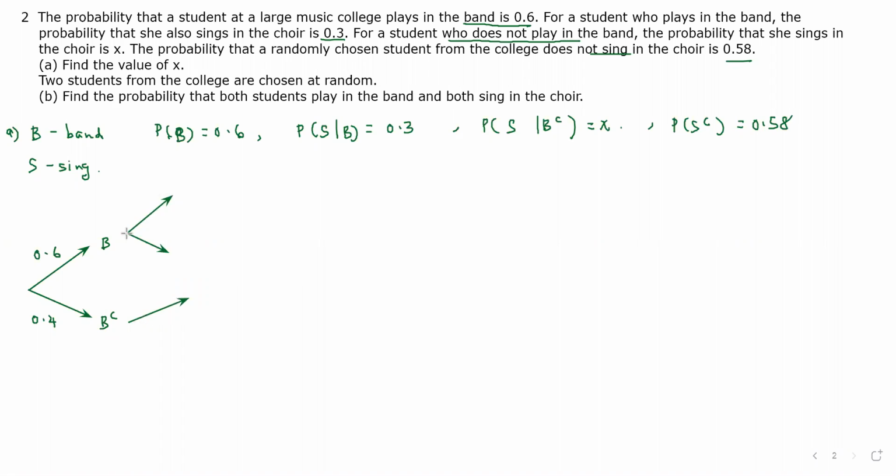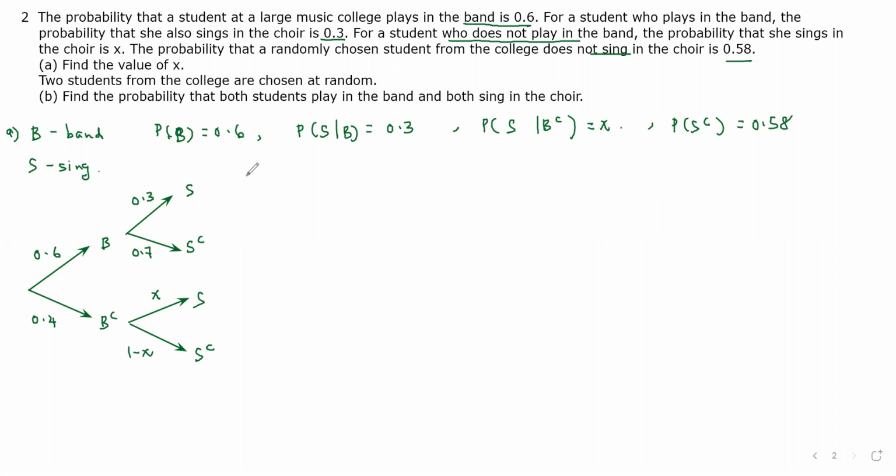Whether the student is in the band or not, she or he could sing. So probability of singing and not singing, singing and not singing. The probability that she's in the band and sings is 0.3. Then from total probability, we know that this is 0.7. A student that is not in the band but sings has a probability of X. Therefore, this would be 1 minus X.